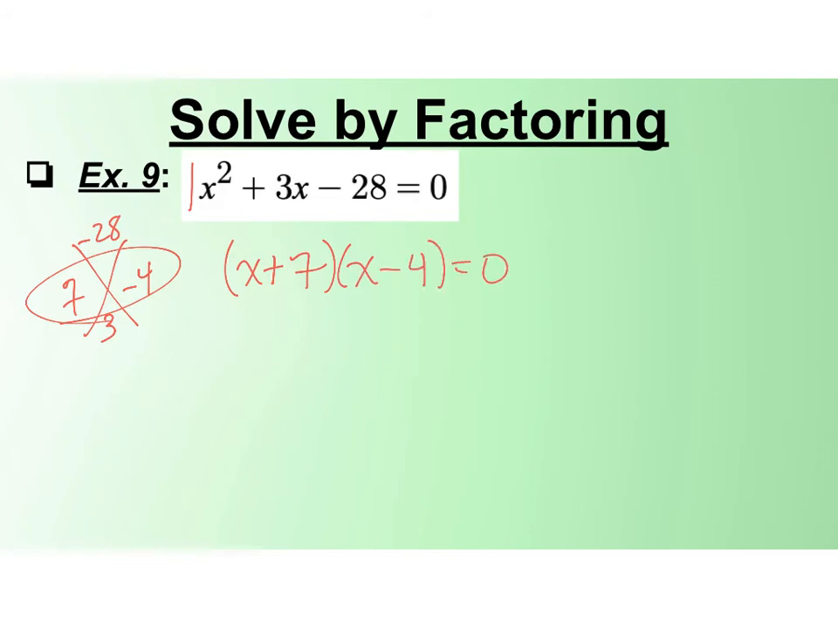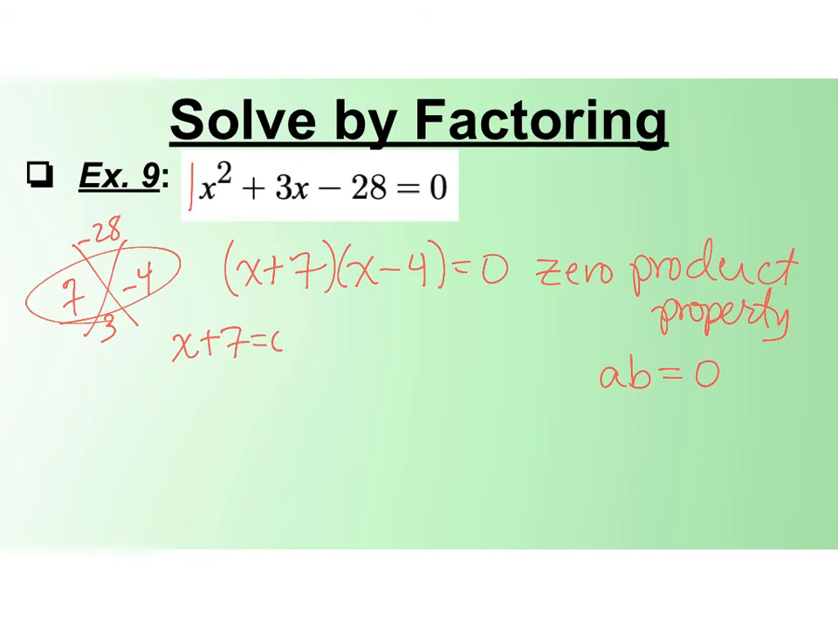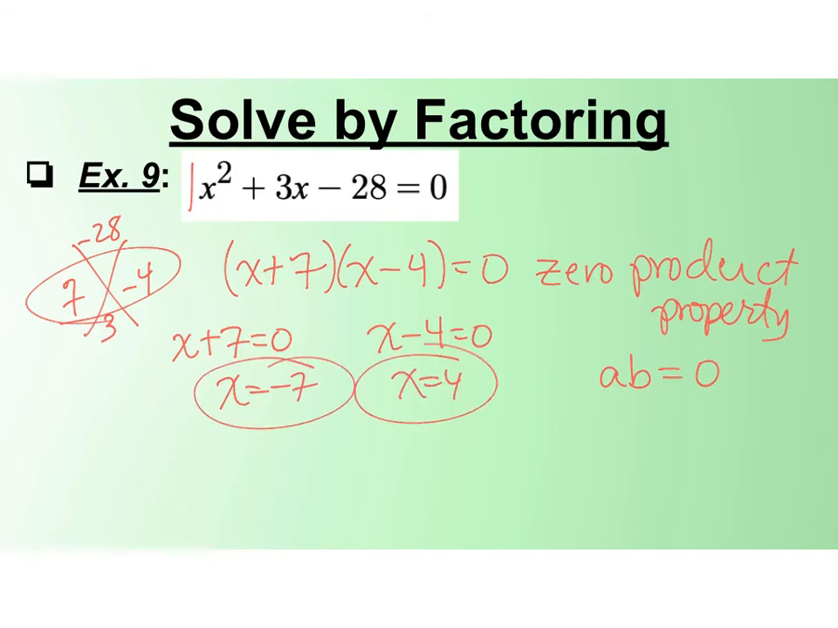Now I can apply the zero product property, which says if you have two things multiplied together and they equal 0, then one of those things, A or B, has to be 0. So I'm going to take my first factor, x plus 7, set that to 0, x minus 4, set that to 0, solve those, so x equals negative 7 and x equals 4.